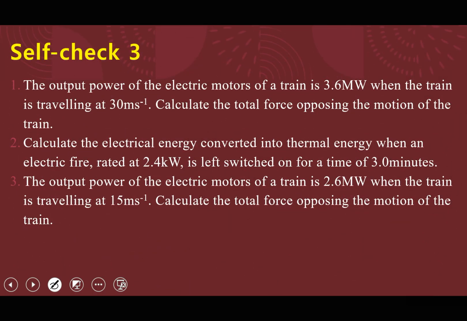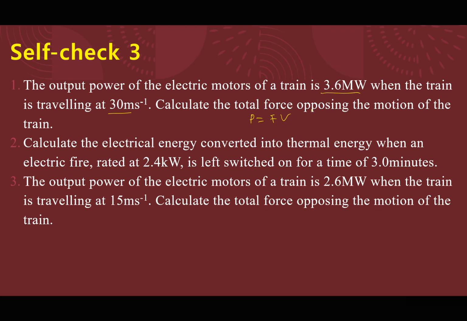Self-check 3. The output power of the electric motor of a train is 3.6 megawatts when the train is traveling at 30 meters per second. Calculate the total force opposing the motion of the train. So this one you just consider power equals force times velocity and you find the answer.